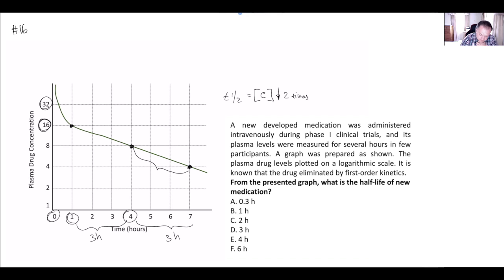And this portion of the graph, the drop of concentration from even greater than 32, we can't say exactly, corresponds to the distribution phase. And after that, we have 2 half-lives, the first half-life and second half-life. And yes, this corresponds to 3 hours. Good.